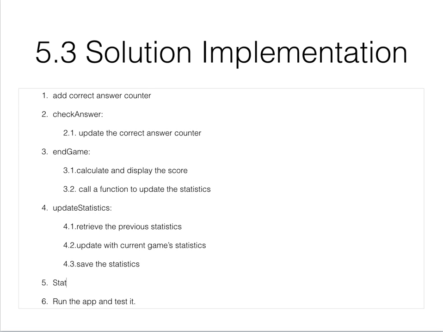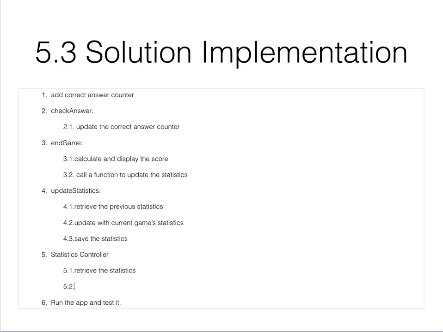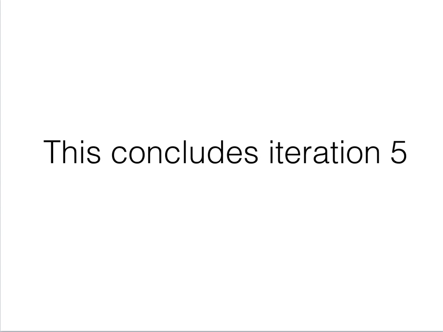And then there is another step here, which is the statistics screen. In the statistics controller we need to retrieve the statistics and display them to the user. And then we run the app and test it, and that will complete iteration number 5. And at the end of this iteration, that's the required part of the project.